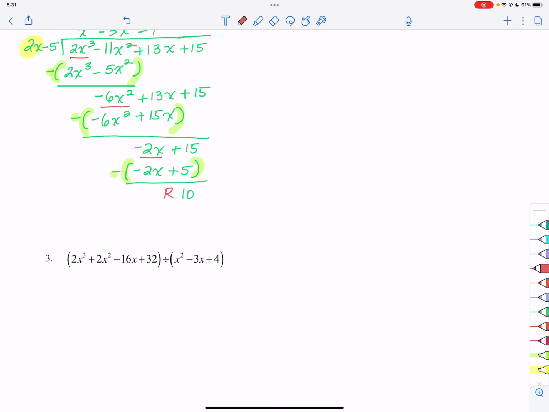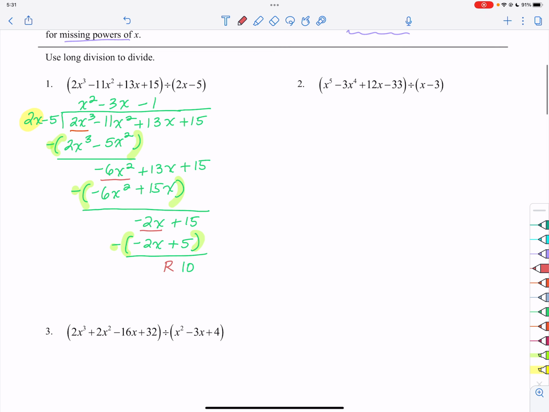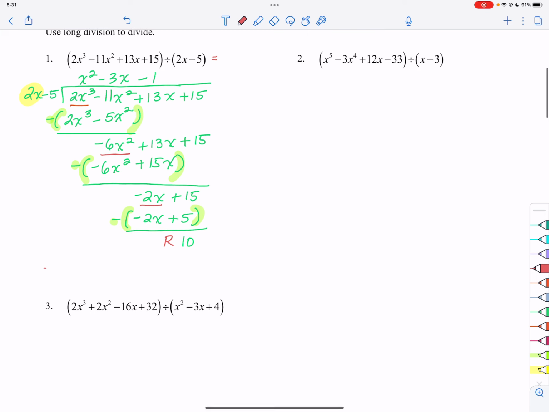So how can we write what this cubic divided by this binomial is? We can write it right down here. It's equal to x squared minus 3x minus 1 plus that remainder over the divisor.